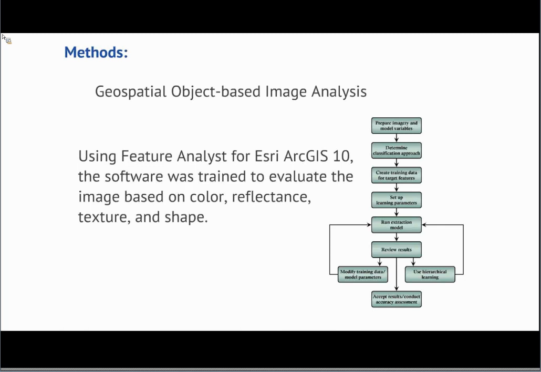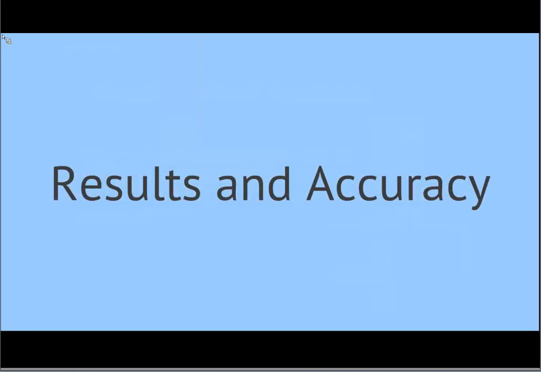Now our learning parameters kind of focus on color, reflectance, texture, and shape. It would have been nice to include other types of data, but in this case we focused on using the least number we could so that we could repeat this easily in the future at low costs.